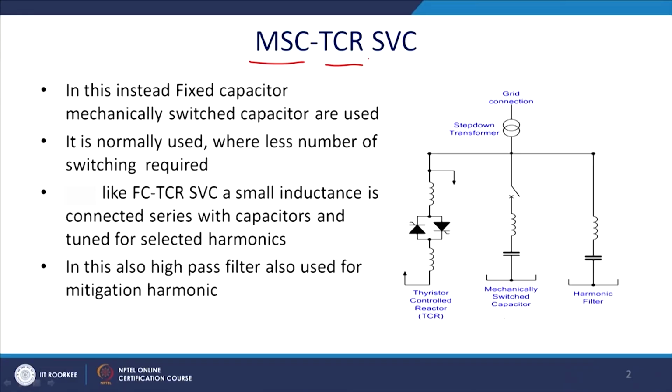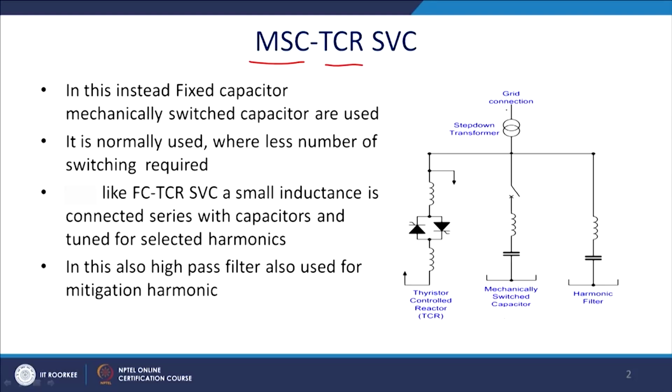We shall continue today with the FACTS VAR compensator. We are discussing, and this will be a continuation of the previous discussions. Now, first of all, we will discuss the MSC-TCR SVC. MSC stands for mechanically switched capacitor, and TCR is thyristor controlled reactor, and that combination will give you the shunt compensation. Please understand it.